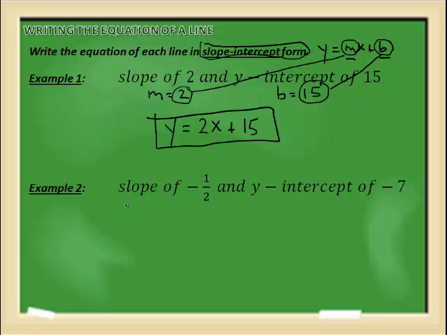Okay, in example 2, the slope is negative 1/2, and the y-intercept is negative 7. So when I plug those into the equation, y equals mx plus b, it's y equals negative 1/2 x, and then since the b is negative 7, I'm going to put minus 7, or you could have put plus a negative 7, either way, but we typically will write minus 7.